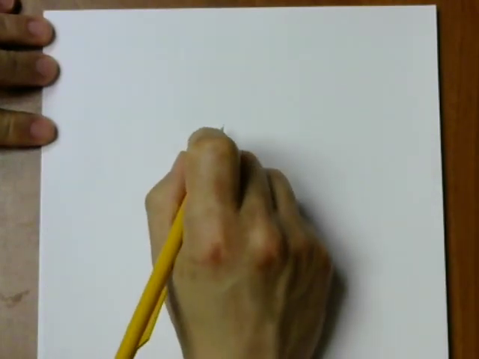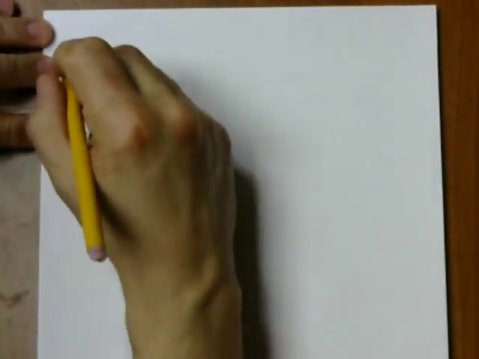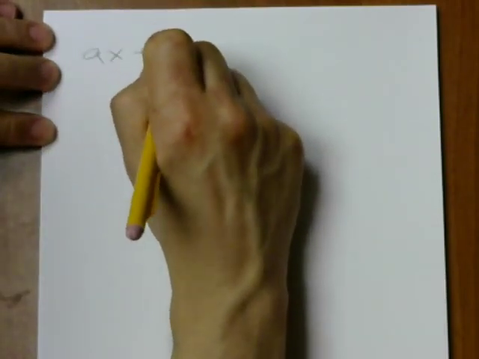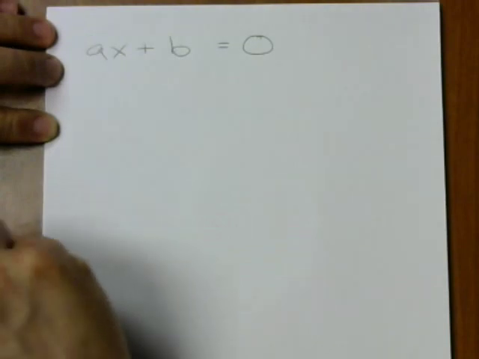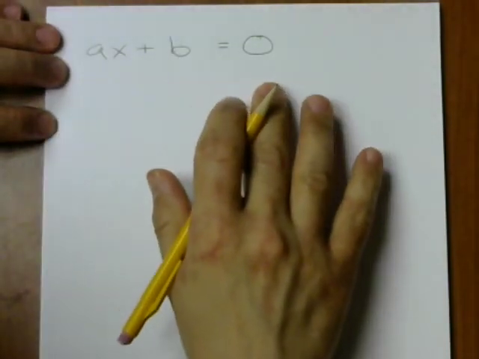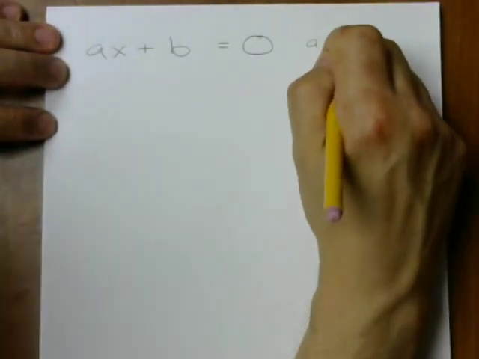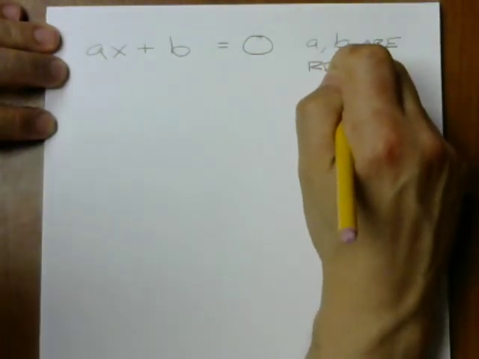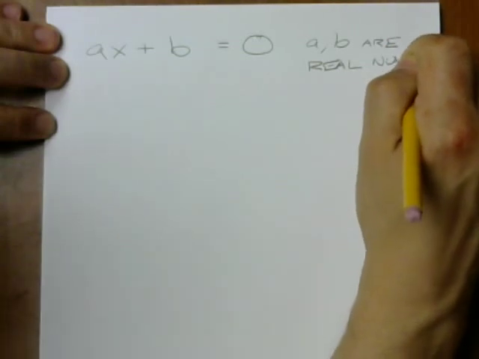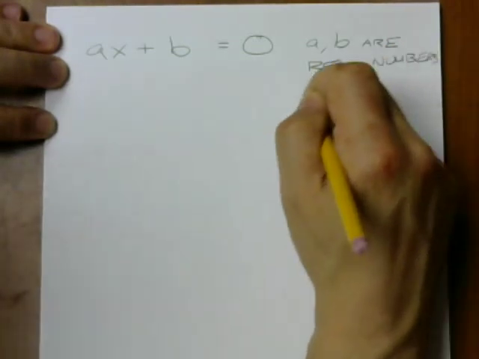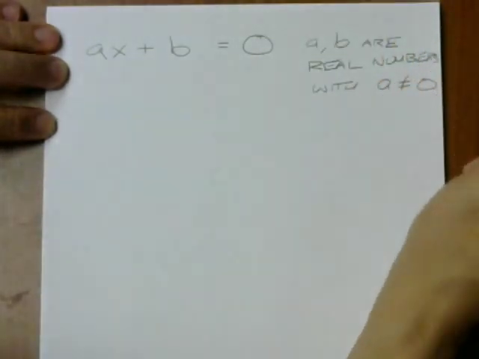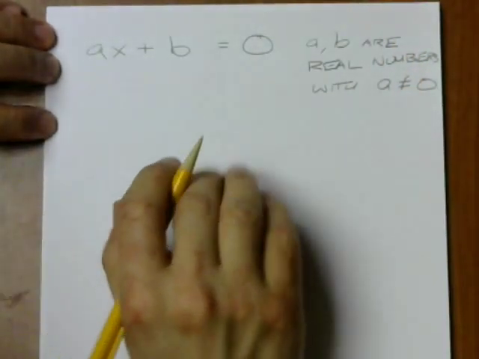Okay, so what is a linear equation? A linear equation is one that can be written in the form ax plus b equals 0. Any equation, and this is where a and b are real numbers with a not 0. B is allowed to be 0, that's just fine.